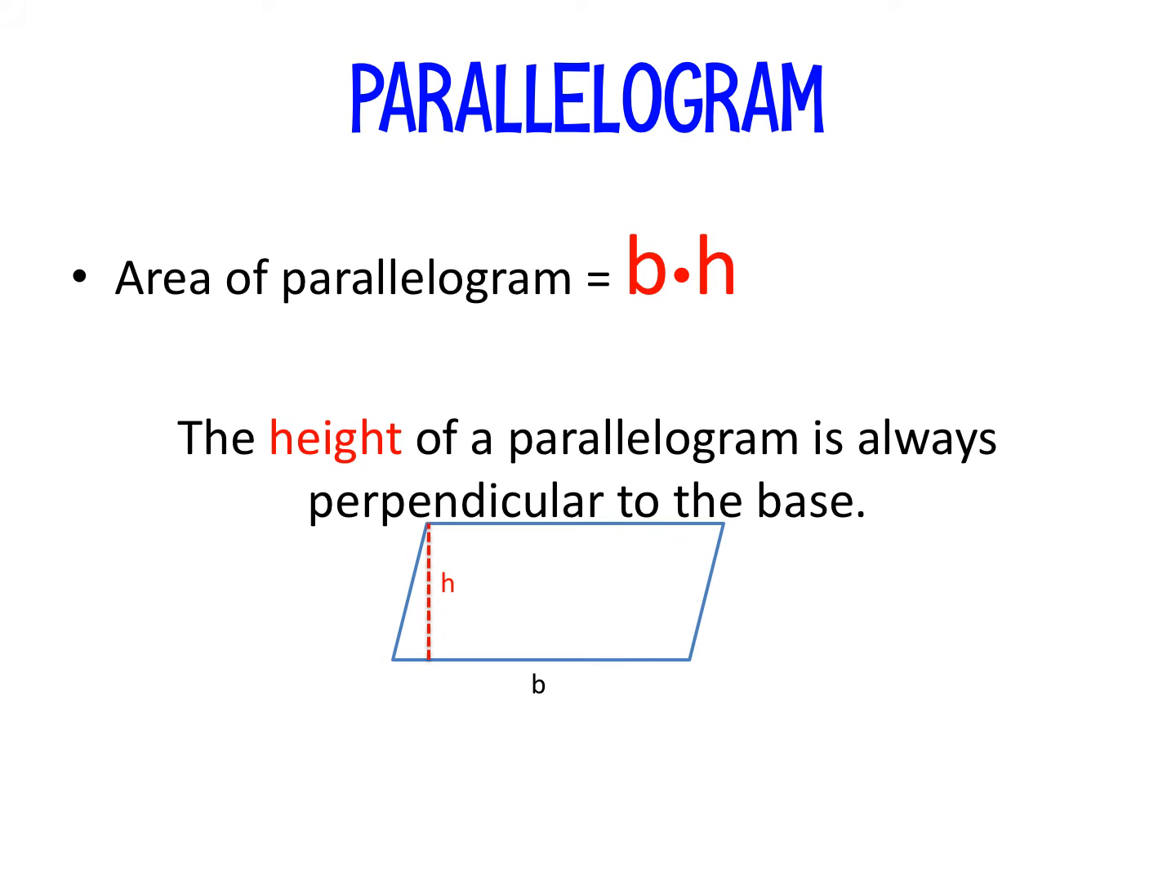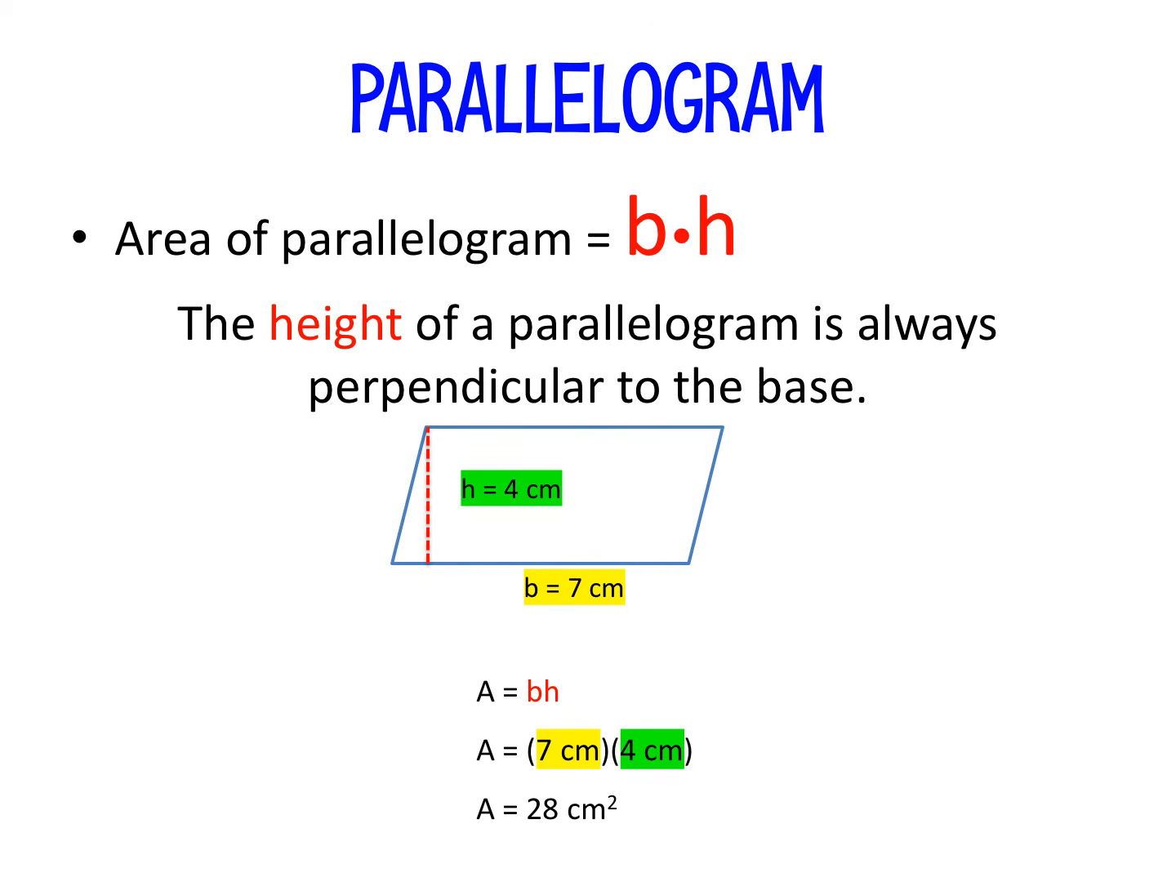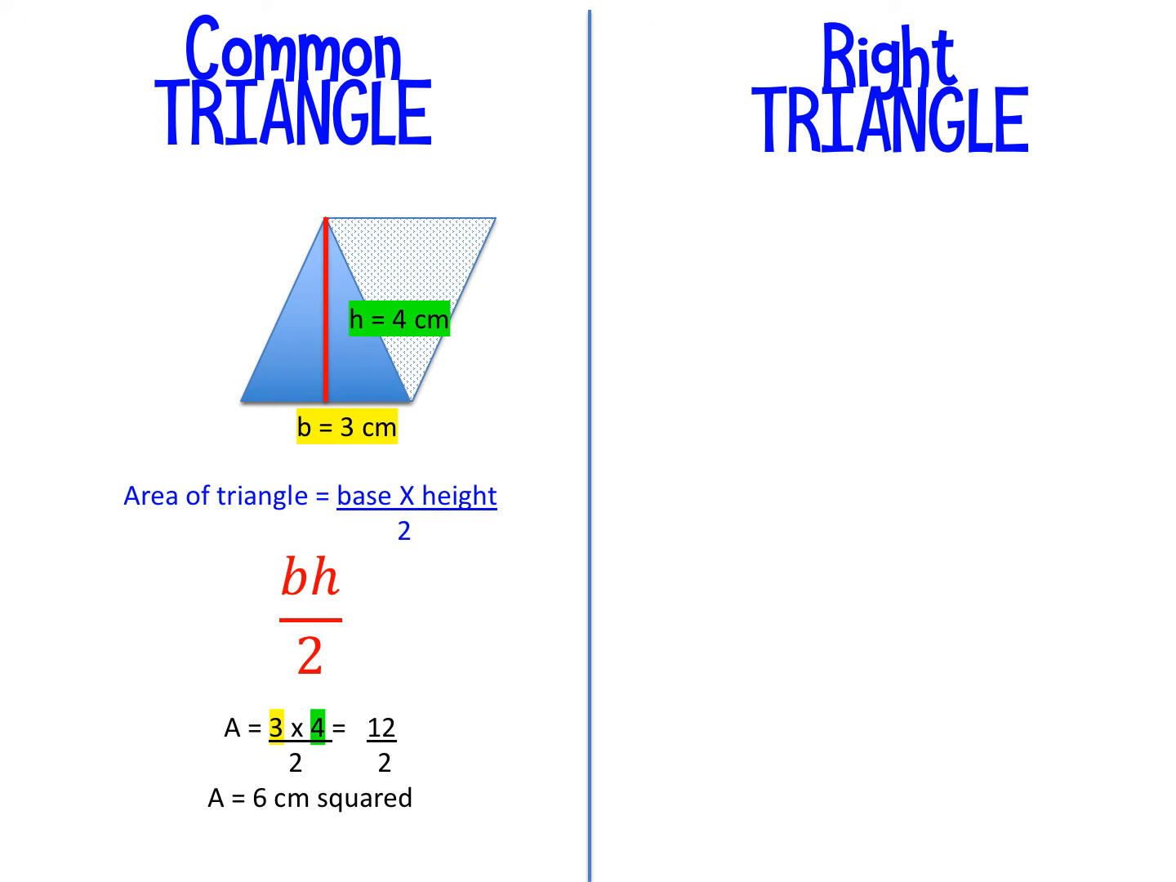A parallelogram looks like a rectangle that's been tipped over. To find the area of a parallelogram, we use the same formula, base times height, that we used for a rectangle. Notice the height of the parallelogram is always found with the line perpendicular to the base. The height is always going to be perpendicular to the base. In this example, a parallelogram with a base of 7 and a height of 4 would be found just by multiplying those two values together, and you would have 28 square centimeters.